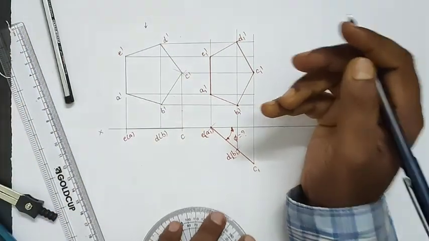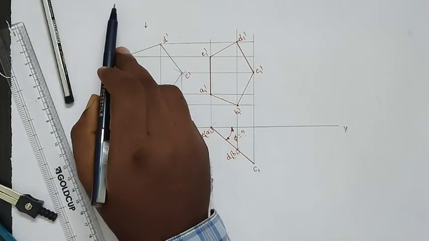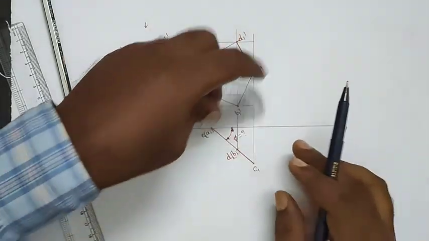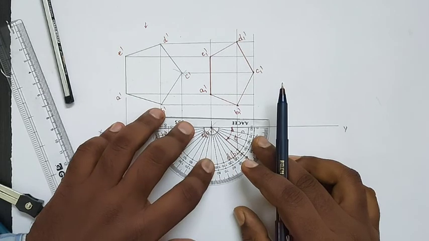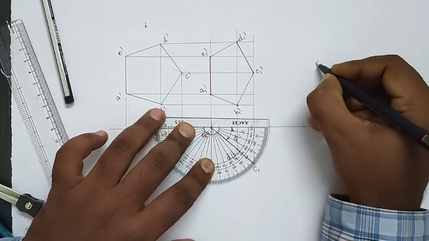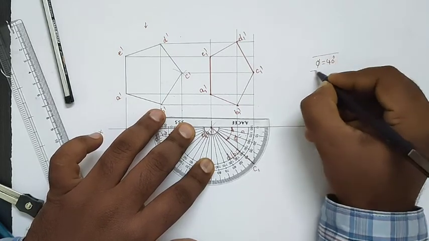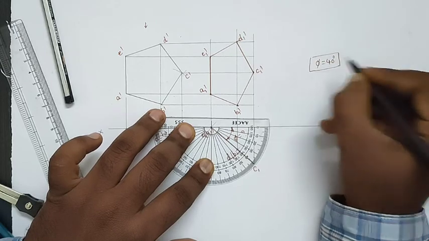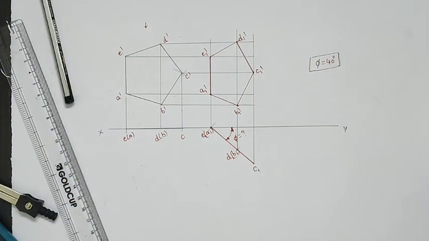After drawing the final front view, we will find out the true inclination with respect to the VP. So make it in this direction and we will find out the inclination with respect to the VP. So we will get phi is equal to 40 degrees. So the angle with respect to the VP, we will get phi is equal to 40 degrees like that.